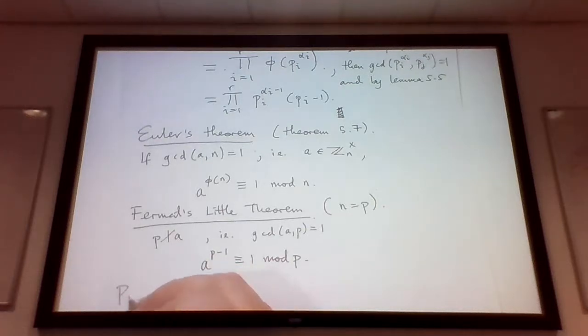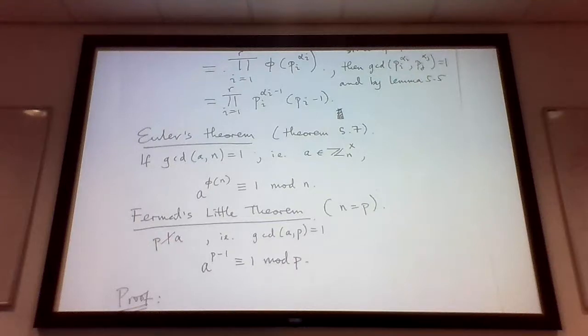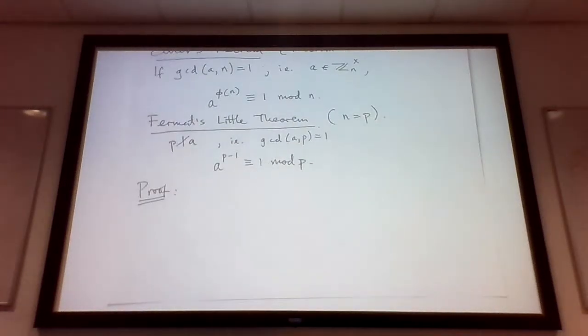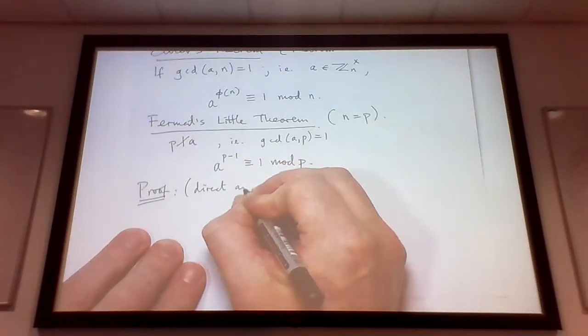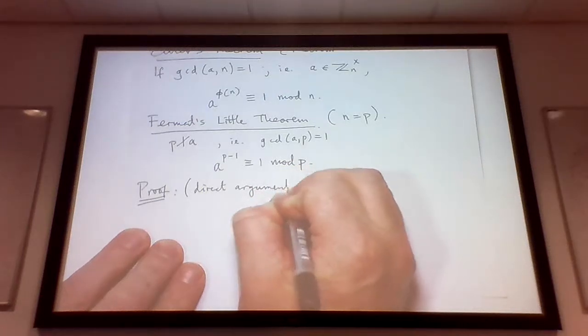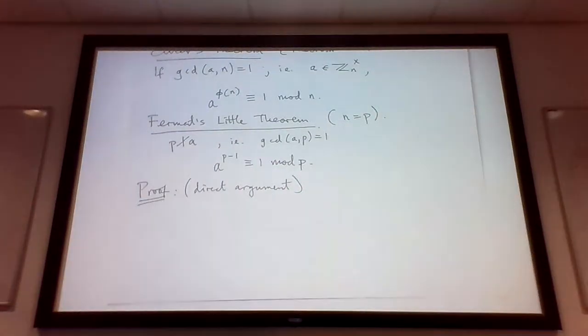Now this we can prove directly. In the notes, I give a proof which appeals to group theory. That's a little bit unsatisfying because we're using machinery that we haven't proved in the course. So this is a direct argument that just uses concepts that we've already built up.